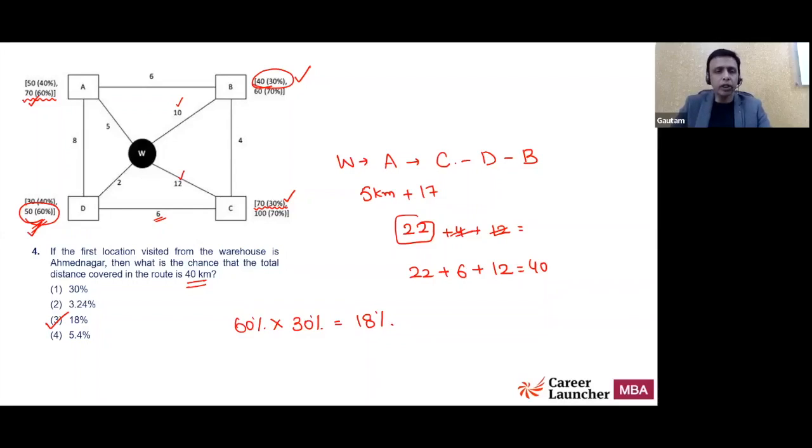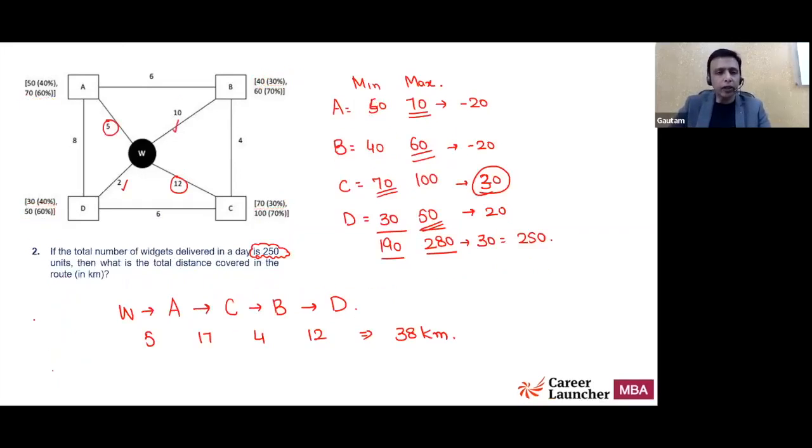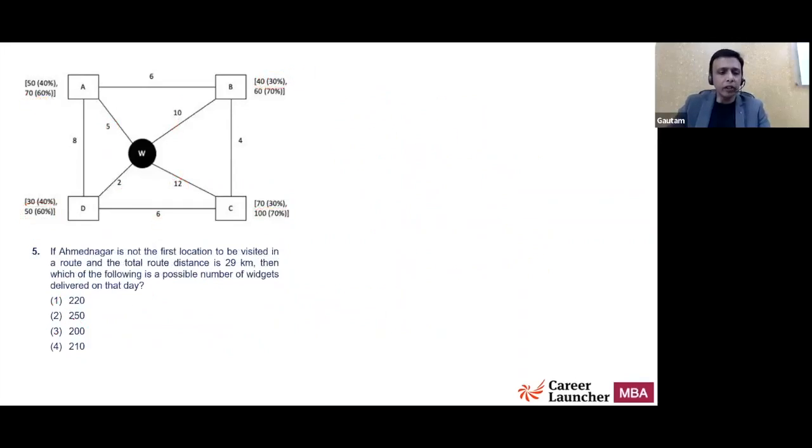Moving to the next question. It says if Ahmednagar is not the first location to be visited in the route, that means Ahmednagar, and the total route distance is 29 kilometers, then which of the following is a possible number of visits delivered on that day? In the previous question, we've already figured out that when we're traveling 250, in the second question, the total distance to be traveled is 38. So this option we can eliminate by question number 2. Now, we are left with 200, 210.